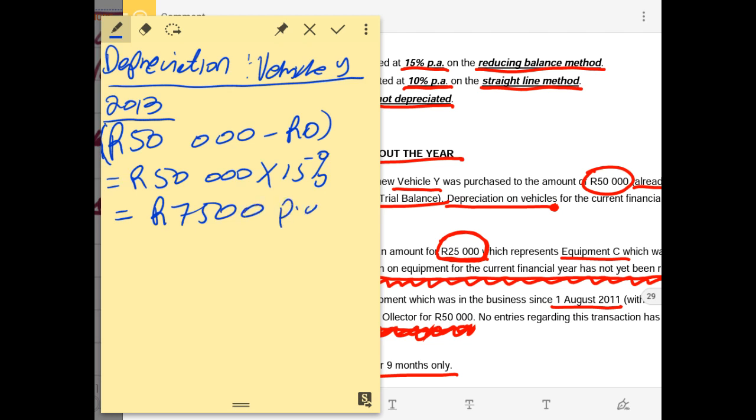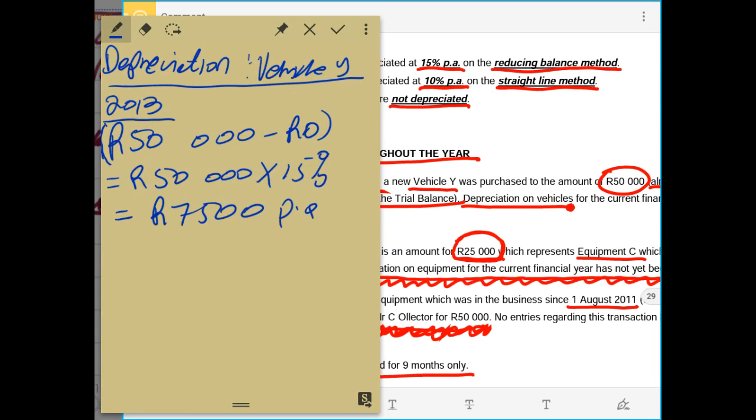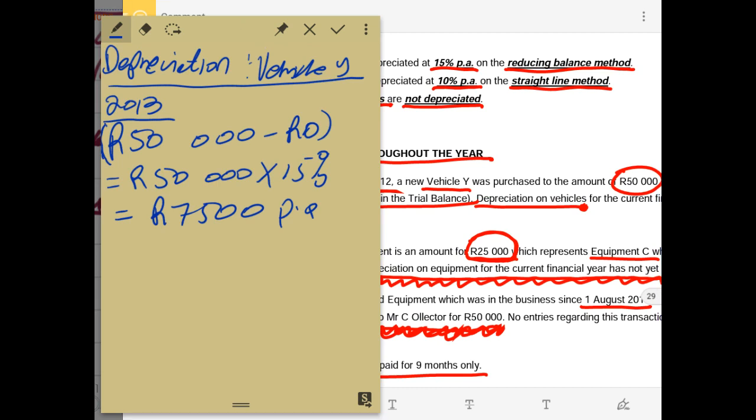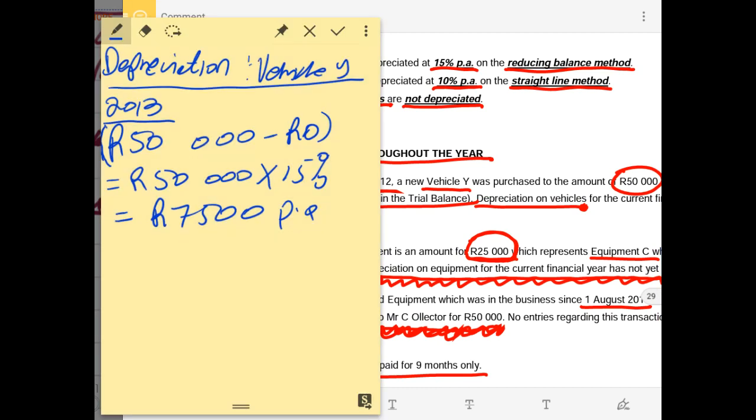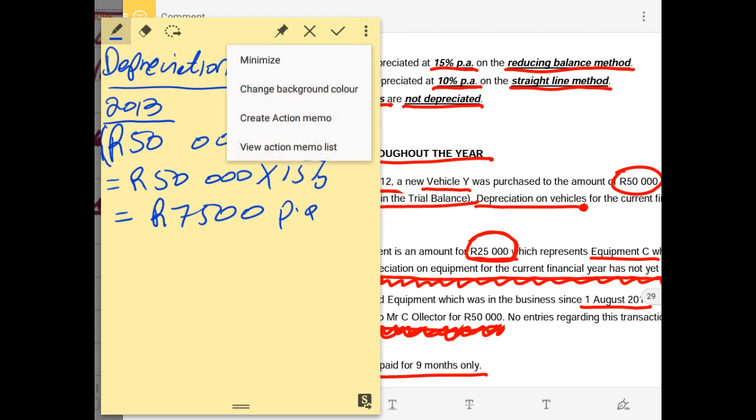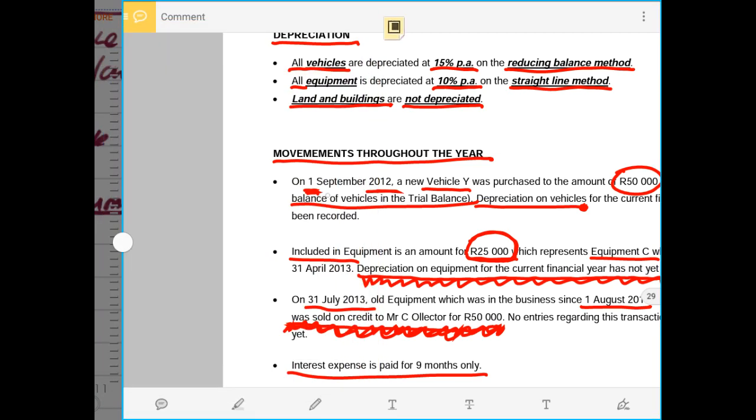Remember, this is a depreciation for the full year because 15% is per annum, as you can see it is written PA, a shortcut for per annum. So now we only need depreciation for the number of months we had this vehicle in the business. Remember, vehicle Y was acquired 1st September, therefore we said September, October, November, December, January, February, March, April, May, June, July. Yeah, so we end in July the following year.